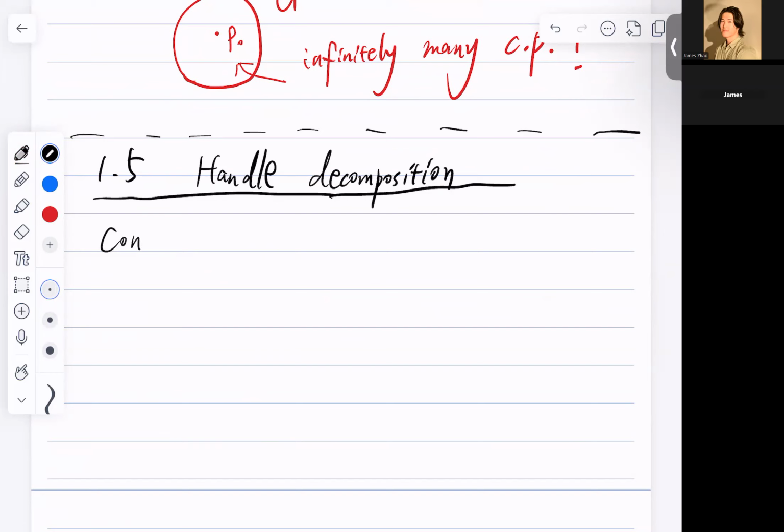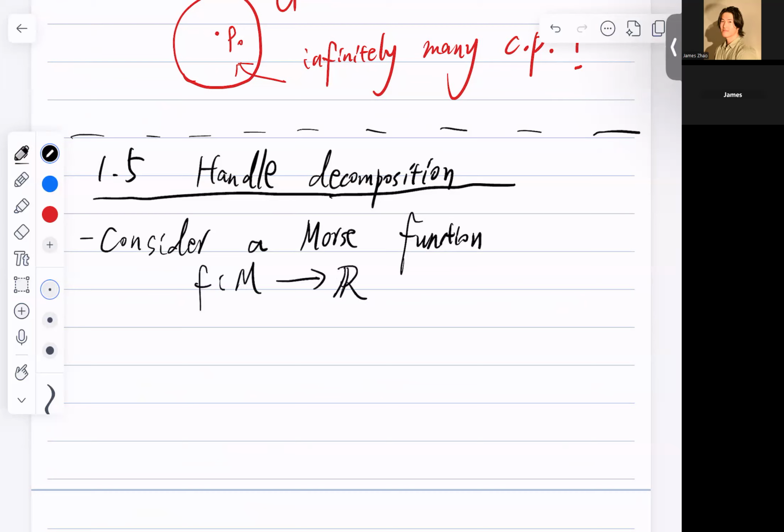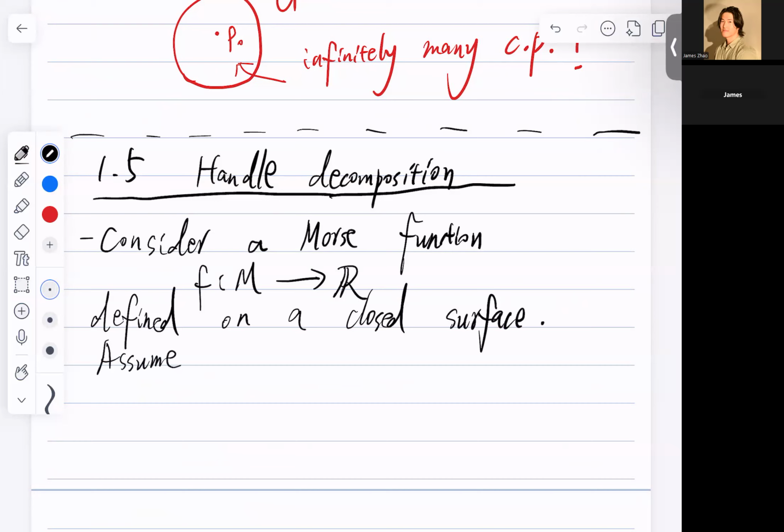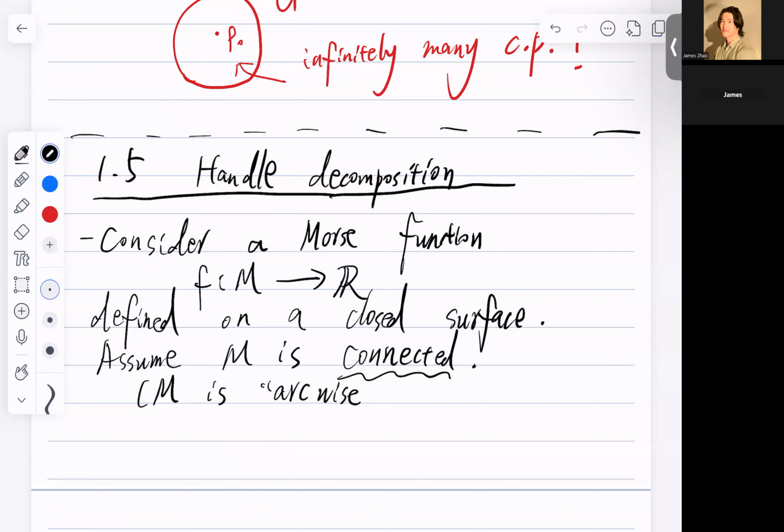So I start by doing this. Let's consider a Morse function. This is a classic setup defined on a closed surface again. Standard setup, very classic. And assume that M is connected. What does connected mean? Don't worry about this for now. This also means M is arcwise connected.